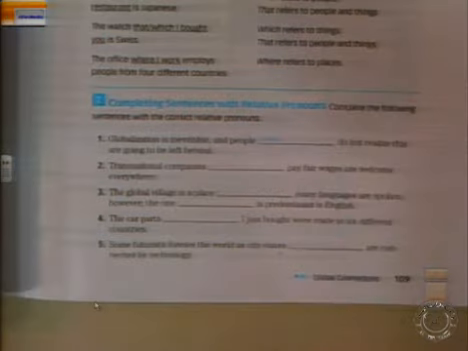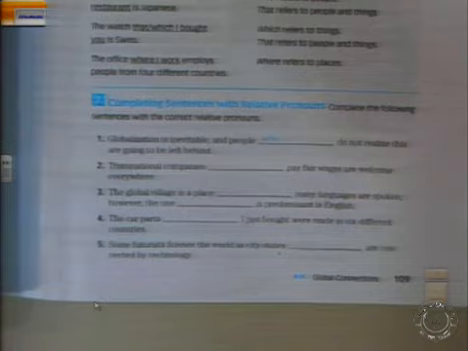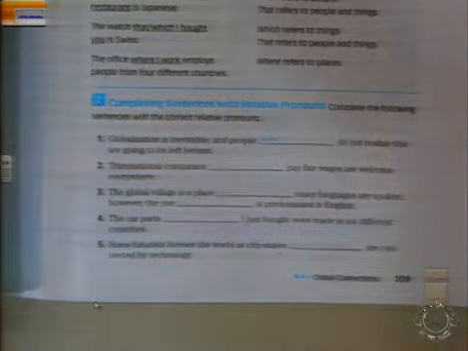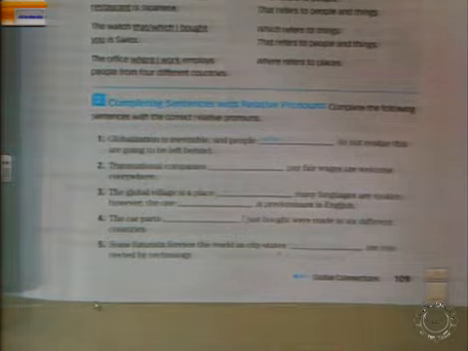In fact, in the book you have the pronouns who, which, that, and where. But I added the pronoun when, which is used with time, to this list of pronouns. So, completing sentences with relative pronouns. The first one is done for you. Globalization is inevitable, and people who do not realize this are going to be left behind.